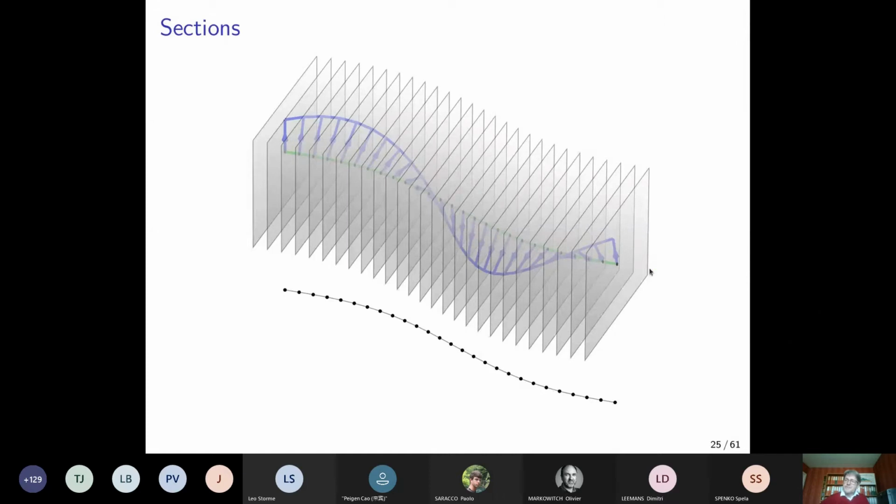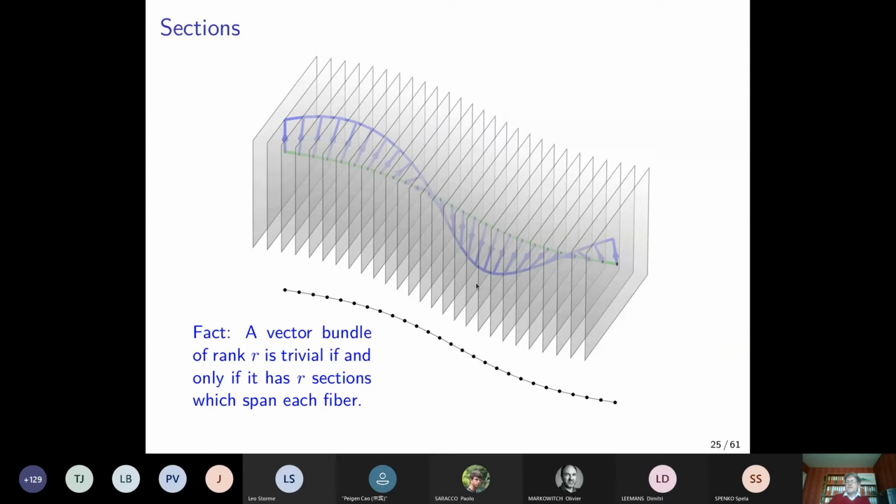And here is a two-dimensional picture, or an attempt at a two-dimensional picture, where I've drawn both the zero section in green and a non-zero section, a section that's everywhere non-zero, in blue. Now obviously a trivial bundle will have non-zero sections. We just take the same non-zero point in every fiber. In fact, for a vector bundle of rank R, being trivial is equivalent to the existence of R linearly independent sections.